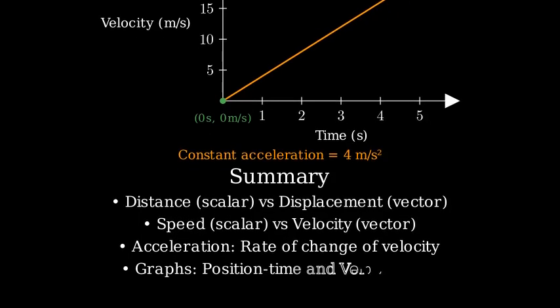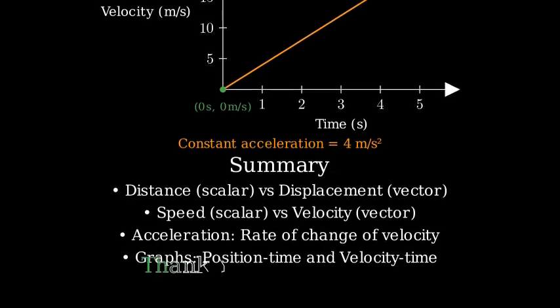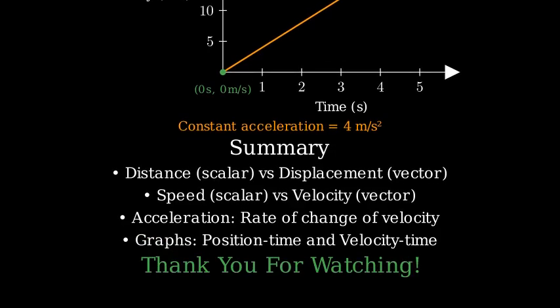Position time graphs help us visualize position changes and find velocity, while velocity time graphs help us visualize velocity changes and find acceleration and displacement. Understanding these concepts is crucial for solving problems in physics and for understanding the motion of objects in our daily lives.